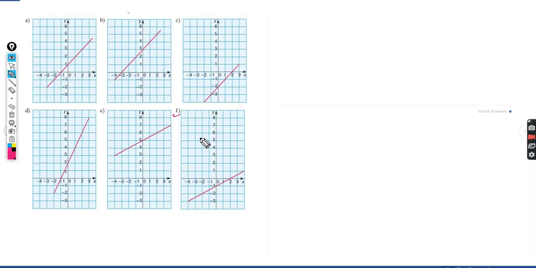This time let's do f. First things first, what do we do? Equation of the line, y equals mx plus c. We write the equation of the line. Then we select 2 points. What are those 2 points? A, I will select as 2 and 0, selecting this point. And B, I'll select as negative 2 and negative 2, selecting this point.